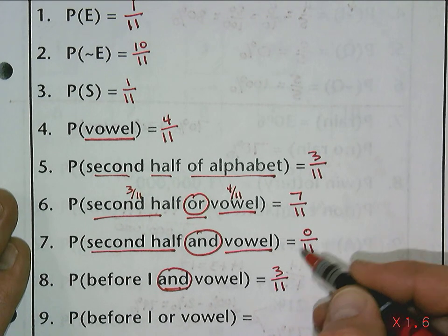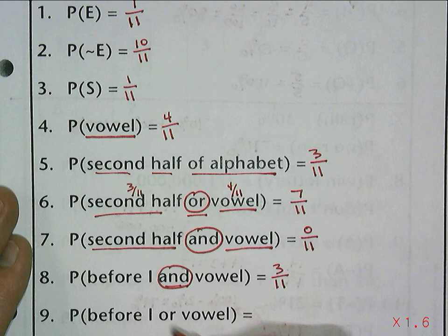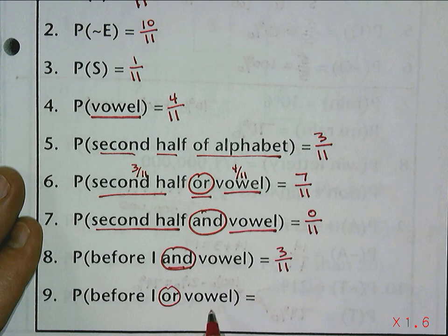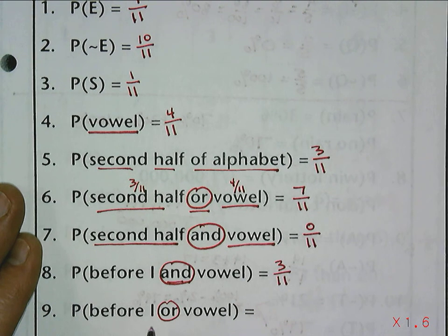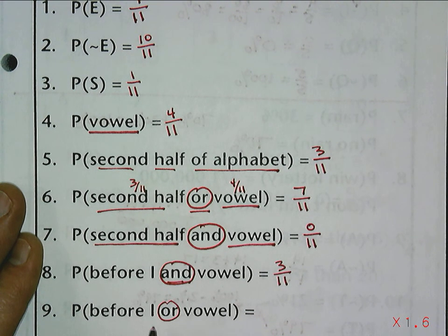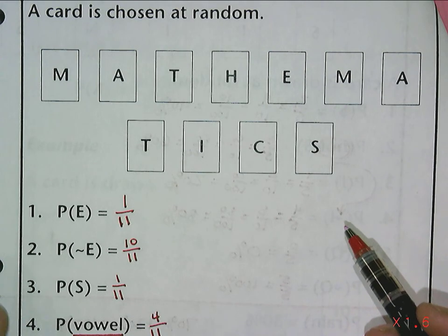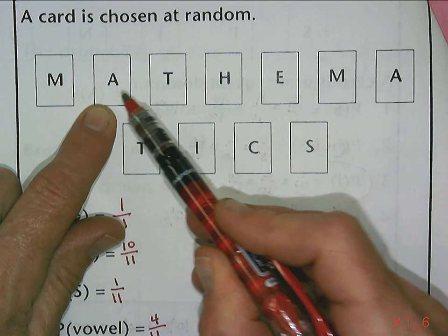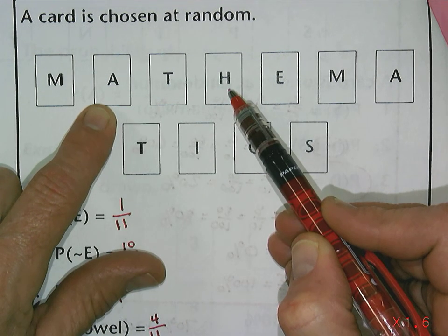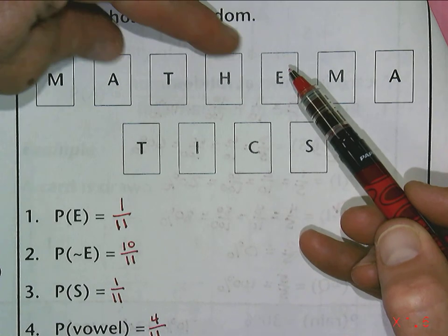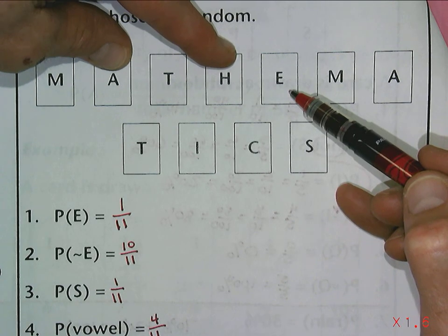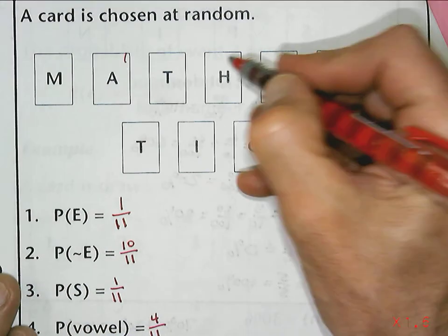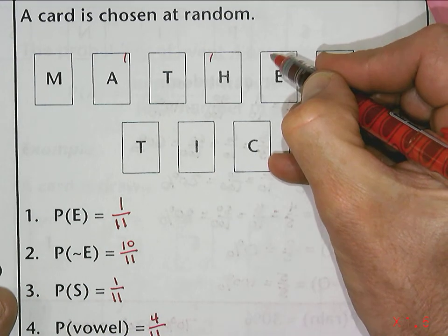And you can see that the and statements give you less than the or statements because the last one is or. So we're going to say before I or a vowel. So anything that's before I will count or a vowel. So I'm going to go back to here. So that's before I or a vowel. H is before I or a vowel. So now I have 2. And E is before I or a vowel. So now I have 3. So I'm going to mark them. And that one. And that one.